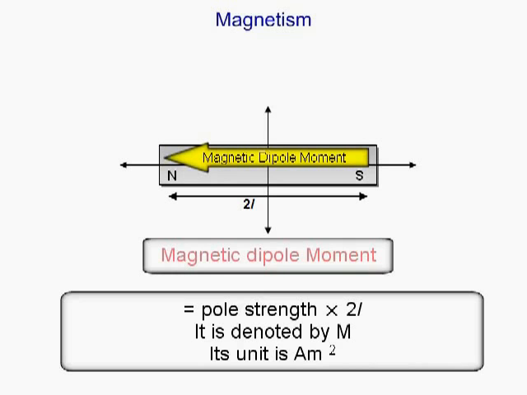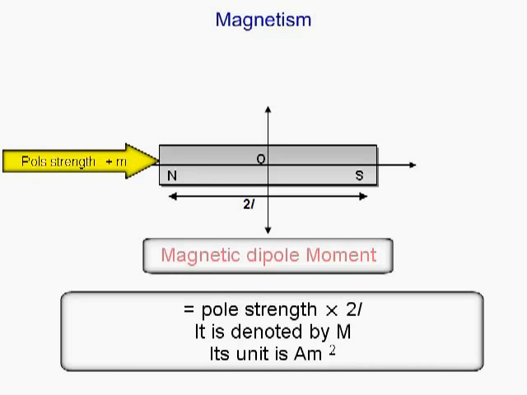Magnetic dipole moment is a vector quantity directed from south pole to north pole inside the magnet. The pole strength of both poles of every magnet is equal. To distinguish the pole strength of the north pole and the south pole, it is indicated with positive and negative signs. Thus, the pole strength of the north pole is plus m and the pole strength of the south pole is minus m.